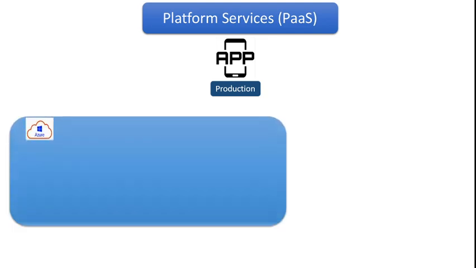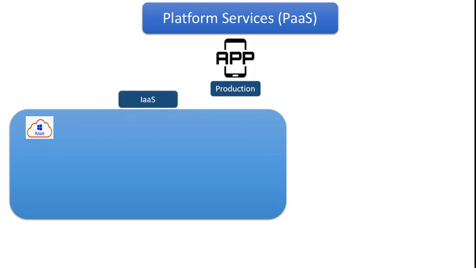So the second thing is platform as a service. Let's continue with our previous example, wherein the app is developed, but now we want that application to be hosted on production. To host that application, I can consider multiple options. One of them is the infrastructure as a service option. So now I decide to host that application using infrastructure as a service.